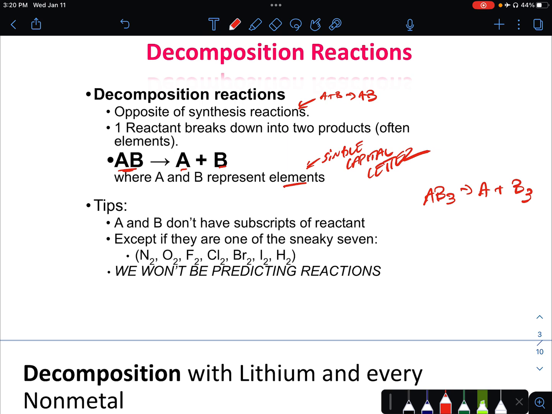Now, there's this concept of a sneaky seven. A sneaky seven means that some of our gases and iodine, which is a solid at room temperature, are what we call diatomic, meaning that they are so reactive that they exist not as N, but as N2, meaning they have to pair up with each other to be stable. And again, we're not going to predict reactions. We just got to be able to see them.